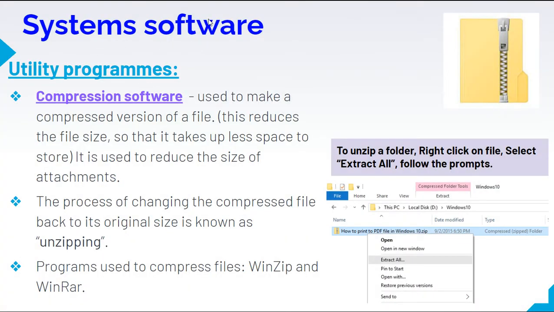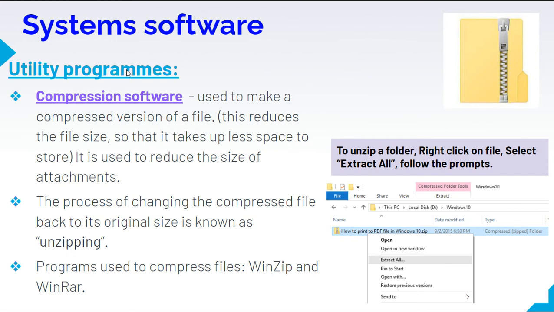So, system software. This would be software that's running on your computer, getting it to do really useful stuff. So you could have your operating system. It would also include utility programs. So we're going to look at some of the different utility programs that are included with your operating system that help your computer to run better, to perform better.